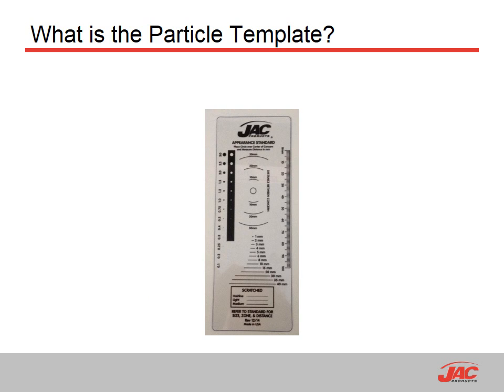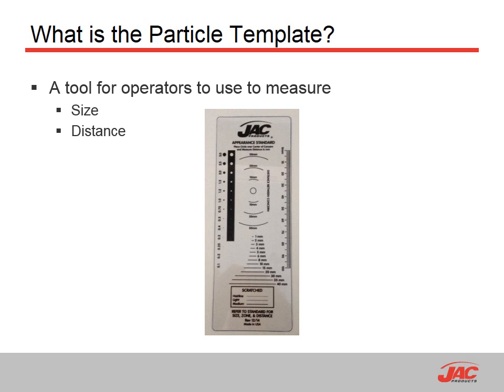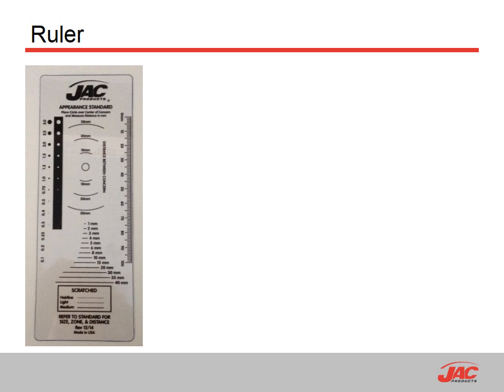The particle template is a tool that operators can use to measure the size of each defect and how far away they are from each other. There are many methods to use on this template, so let's look at each one of them. The first method we will look at is the ruler.